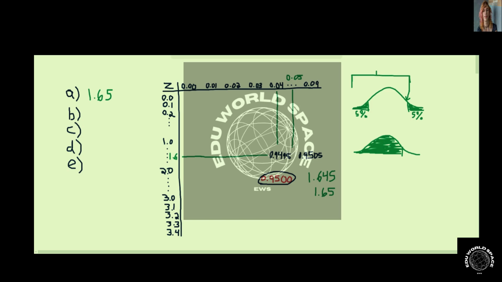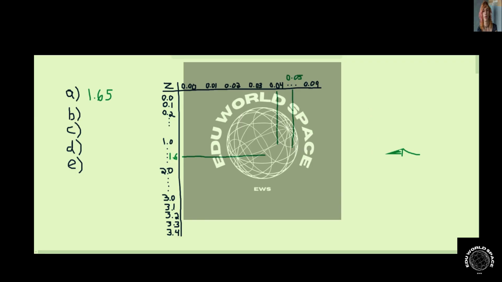Now I'll go ahead and erase all of this for the next part. So the next part asks us to find an alpha level of 0.01 in a right-tailed test. All right, so drawing that out would look something more like this, where the right tail is the only one that we are considering.